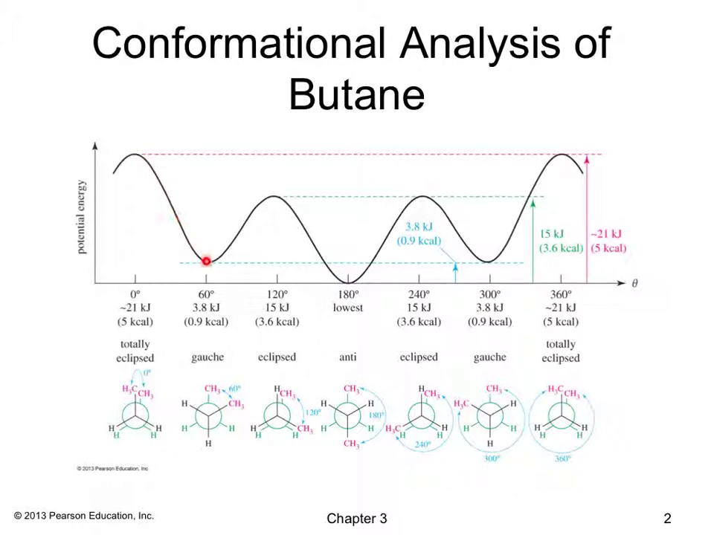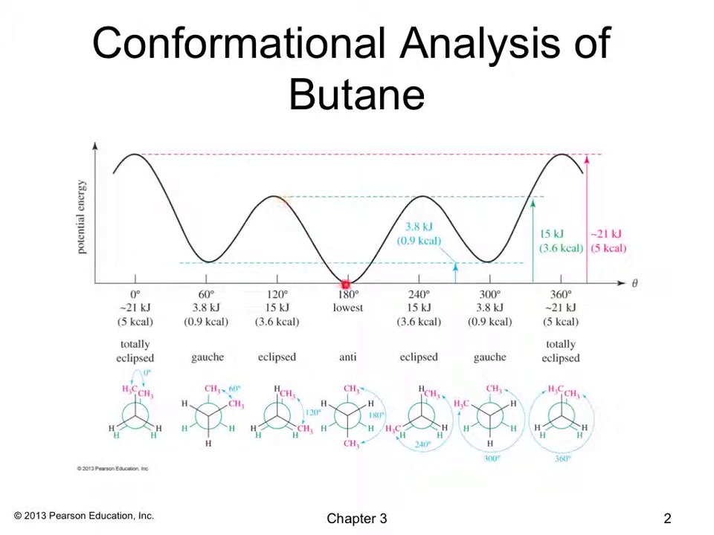When we go down 60 degrees, we drop in energy because now it's gauche. The methyl-methyl are not on top of each other, but it's not fully down to zero because they're next to each other. Then when we rotate it again, another 120 degrees, we see now methyl-hydrogen interactions eclipsed. This leads to higher energies of 3.6 kcal.